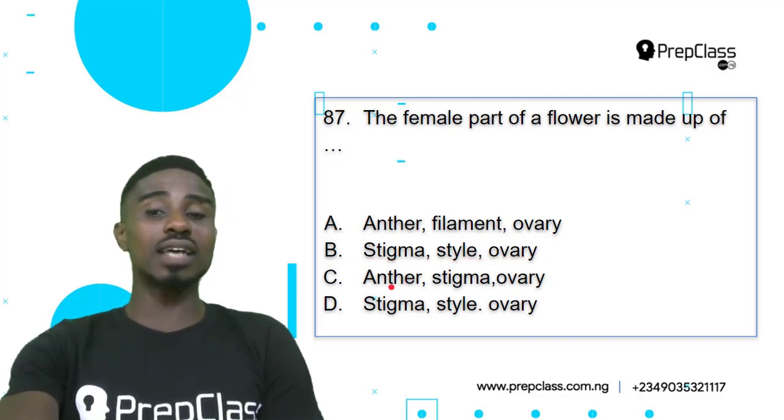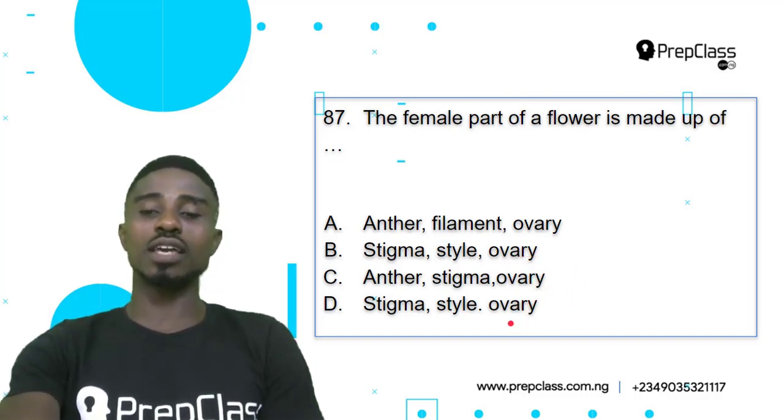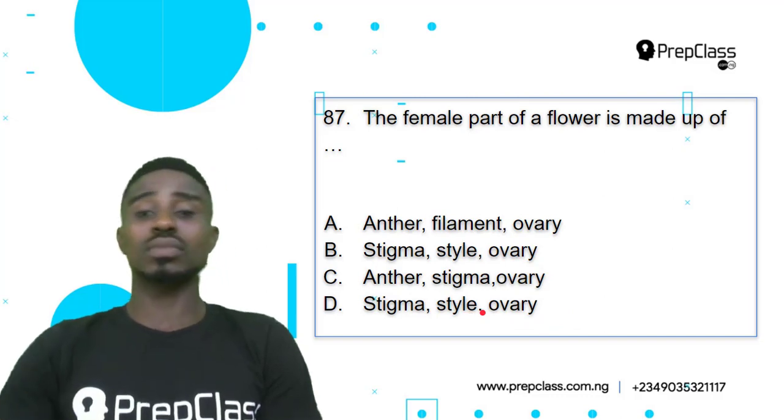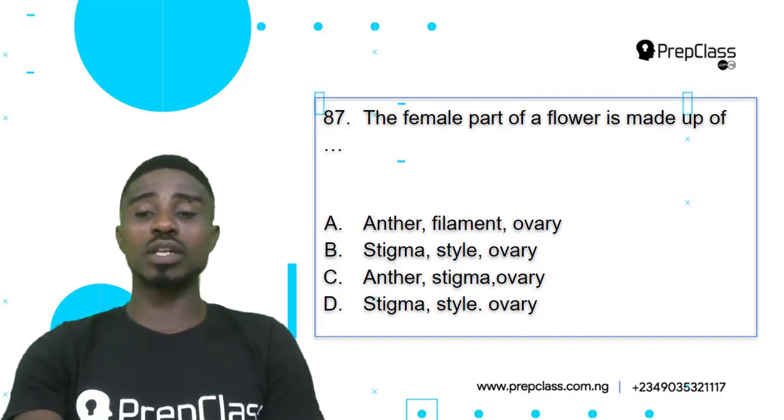Option C, anther again, stigma, ovary. Anther doesn't make up the female part of the flower. Option D is also looking similar to option B, so obviously it must be a mistake. So option B and option D are the same, so one of them can serve as our correct answer. Alright, let's look at this picture for better explanation.